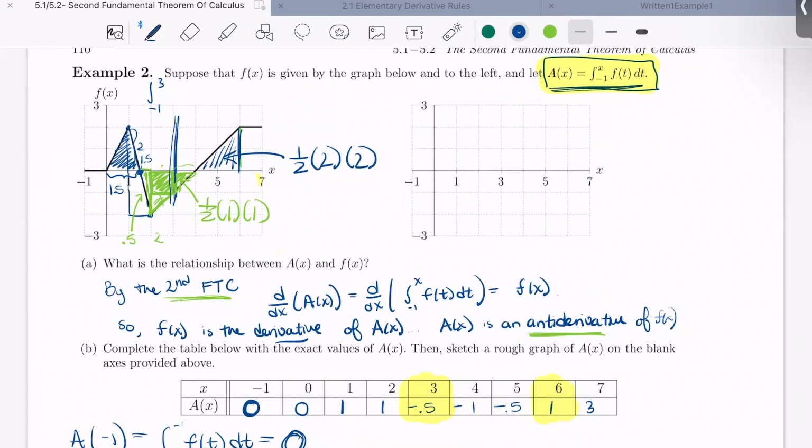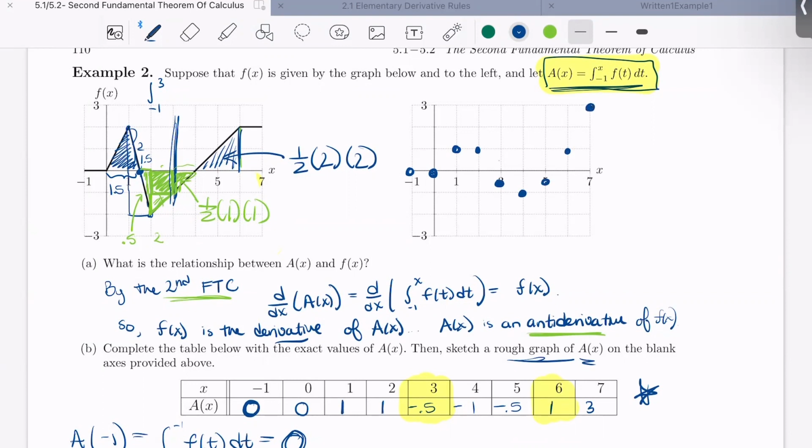Okay, so now let's try to draw a rough sketch of A of x using the table here. So what I'm going to do is label my points. A of negative 1 is 0, so I get 0 here. A of 0 is 0. A of 1 is 1, so I'm up here. A of 2 is also 1. A of 3 is negative 0.5, so I'm down here. A of 4 is negative 1. A of 5 is negative 0.5, so I'm back up here. A of 6 is 1, and A of 7 is 3. So I'm up here.